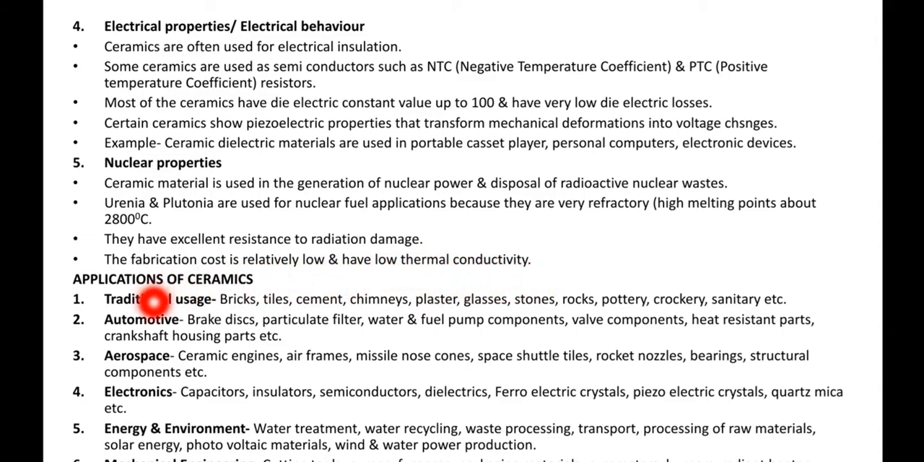Applications. Traditional uses: bricks, tiles, cement, chimneys, plaster, glasses, etc. Automotive: brake discs, particulate filter, water and fuel pump components, valve components. Aerospace: ceramic engine, airframes, missiles, nose cones, space shuttle tiles, etc. Electronics: capacitors, insulators, semiconductors, dielectrics.